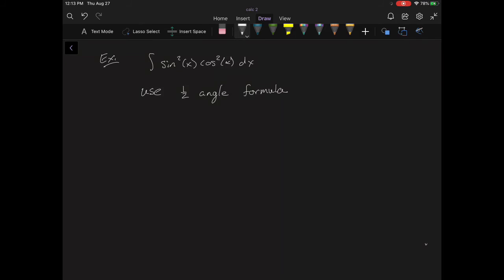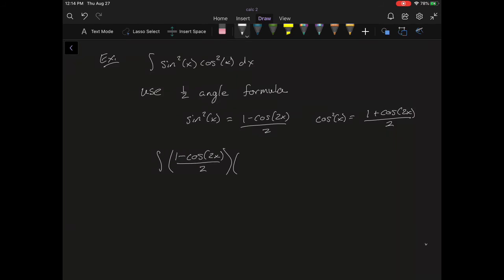So the half angle formulas say, if I have sine squared of x, I can break that down into 1 minus cosine 2x over 2. And I can break down cosine squared to 1 plus cosine 2x over 2. So let's go ahead and break those up right inside the integral. So I was going to write sine, but we're going to fix that to 1 minus cosine 2x over 2. And we're going to multiply that by 1 plus cosine 2x over 2.